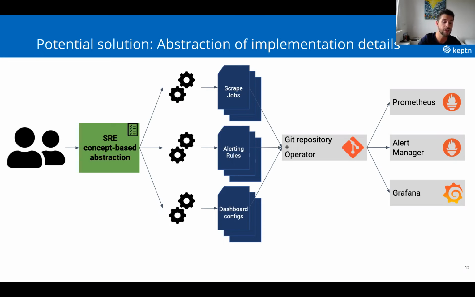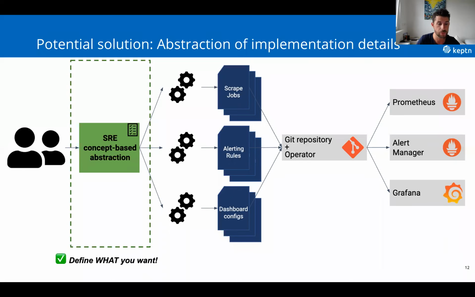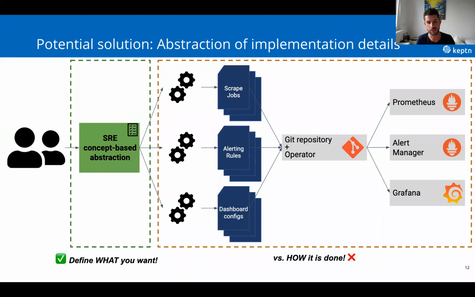And then you can feed this into the code generators. You can generate the configuration, you put it in the Git repository, and you apply it to your actual tools. So it's really defining what you want instead of defining how it is done. So you don't have to learn all these different kinds of languages or variants of languages, but you just define what you want to have. But of course, you might need some tooling that will translate this concept into an actual configuration that you can give to Prometheus or to Grafana.